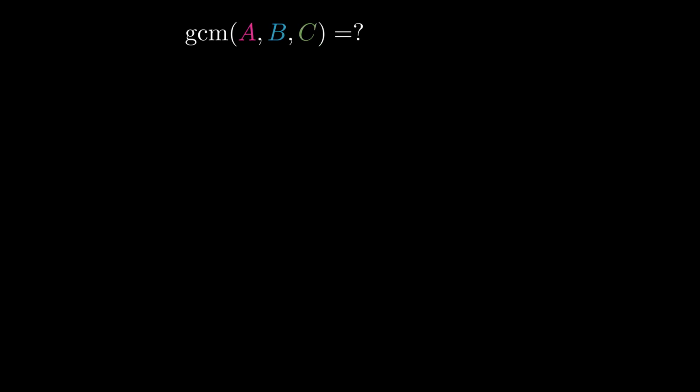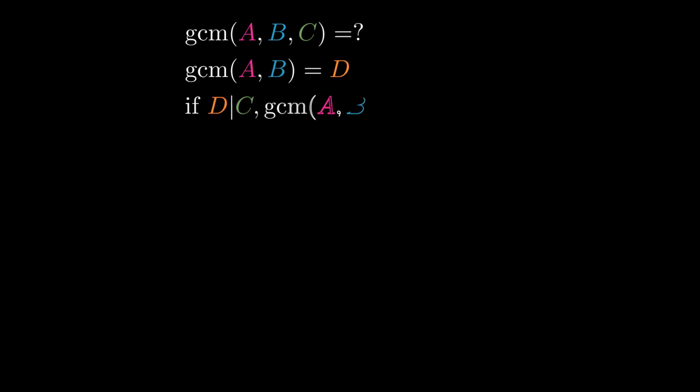In this proposition, we're going to find the greatest common measurer of three numbers, a, b, and c, where no two are relatively prime to each other. First, let d be the greatest common measurer of a and b.